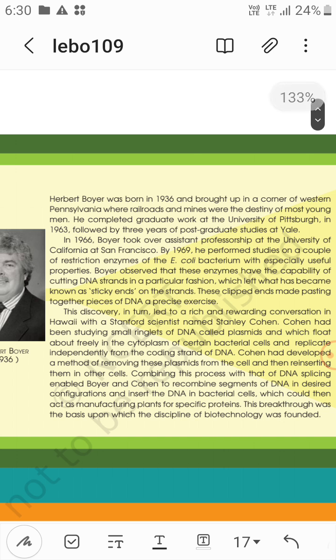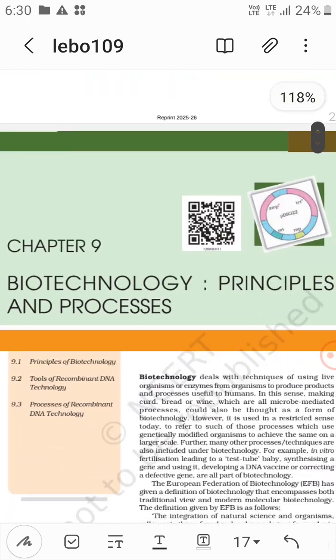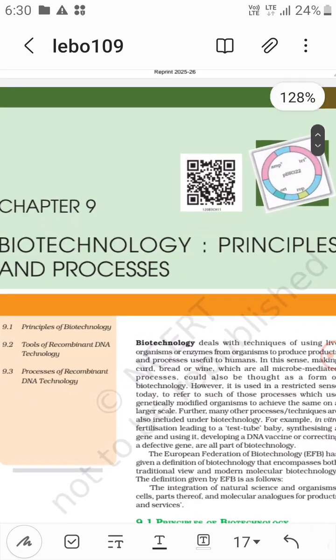So remember Herbert, restriction enzymes of the E. coli bacterium, and Cohen, plasmid. About plasmid, he reinserted them in other cells, right? So this is it. Now the biotechnology principles and processes.